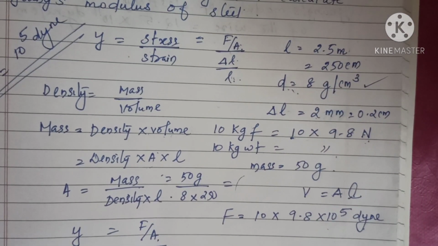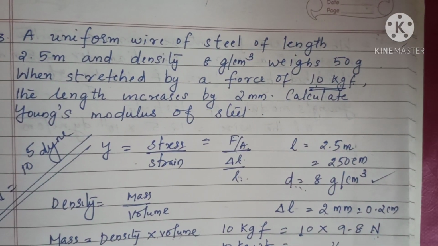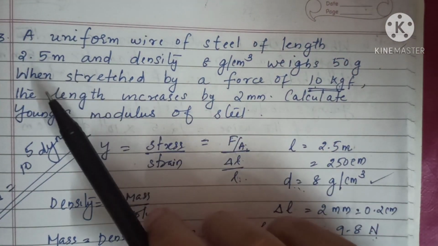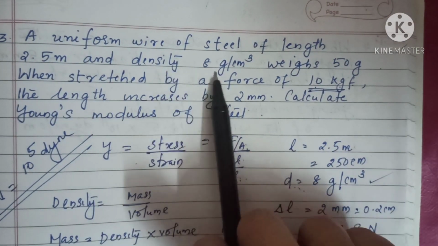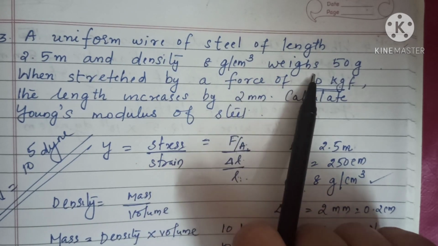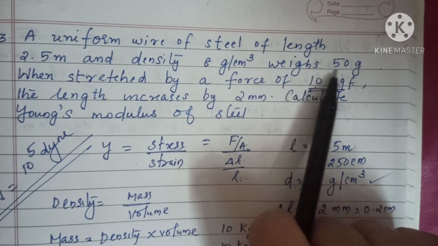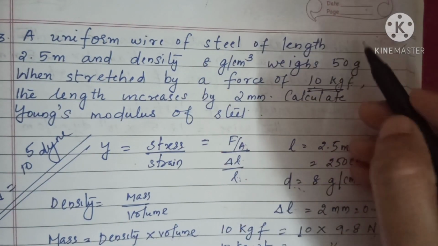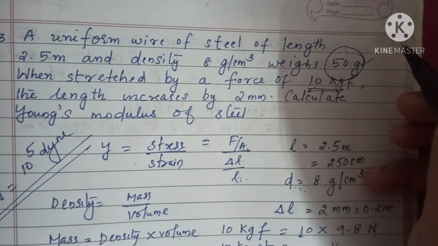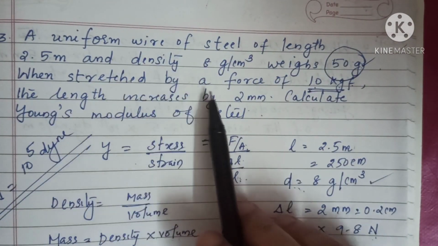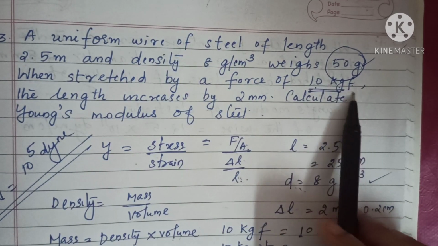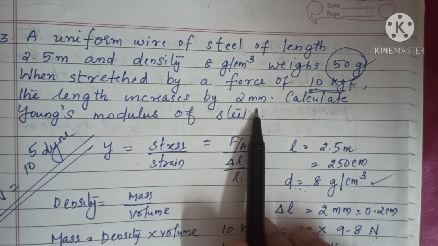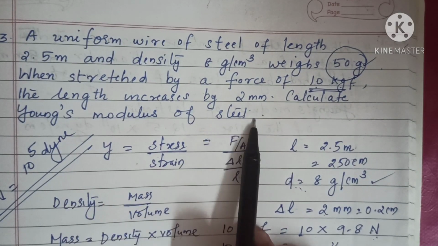Clear? Once again, here we have a uniform wire of steel of length 2.5 meters and density 8 gram per centimeter cube, and the mass is 50 gram. Actually this is the mass; the unit you can see it is in gram. When stretched by a force of 10 kilogram force, the length increases by 2 millimeter. Calculate the Young's modulus of steel.